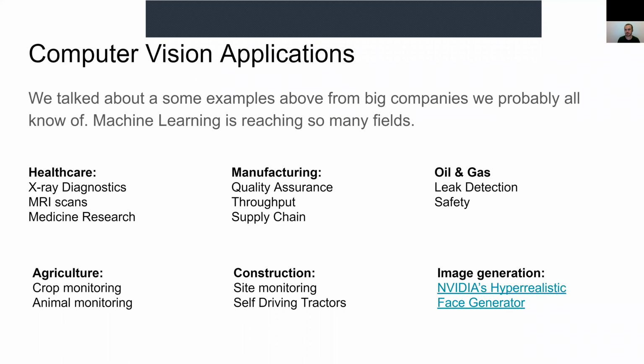Yeah, are there any other industries like this? This is by no means an exhaustive list. These are just some of the ones that I like to point out that people don't always think of. Agriculture is a really big one. People don't think of farming as a tech field or as using computer vision, but there are a lot of really good use cases for it.